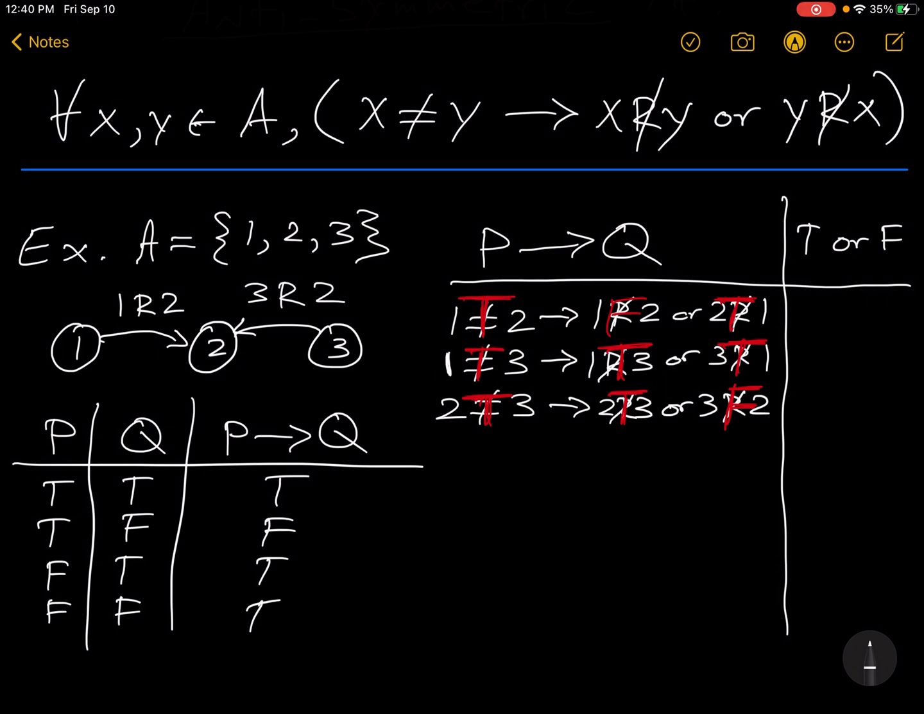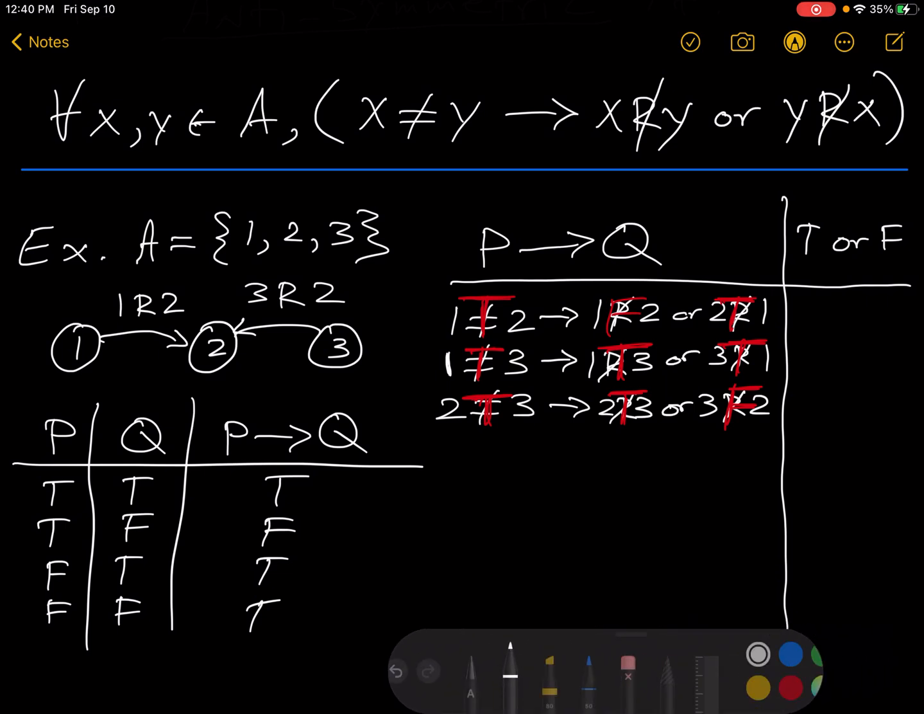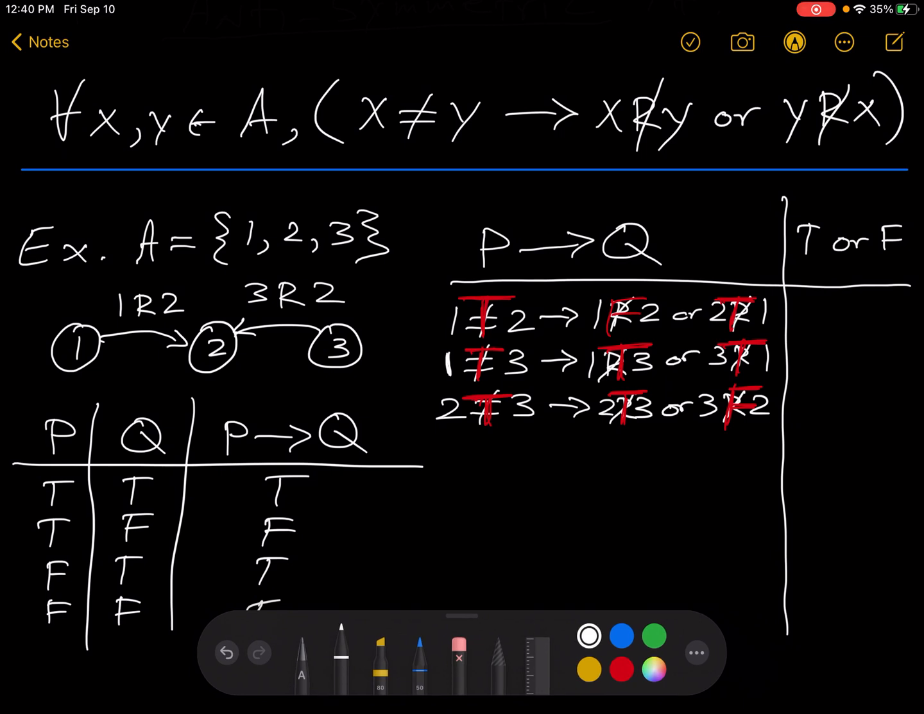All right, now let's see here. Now I'll put the overall value. Okay, so false or true together, right? False or true is true. True or true is true. True or false is true.